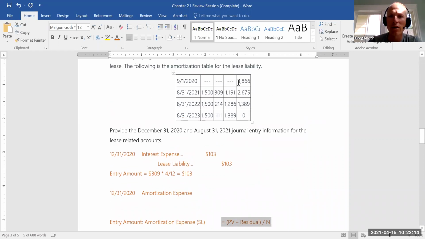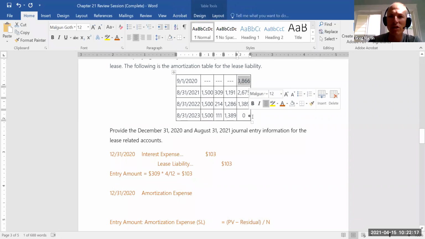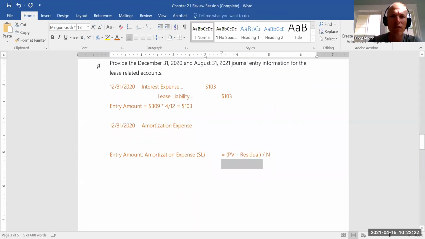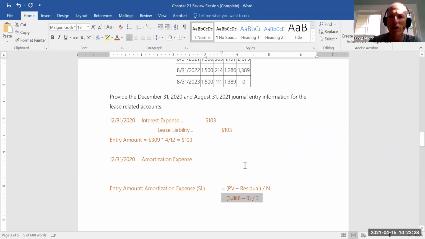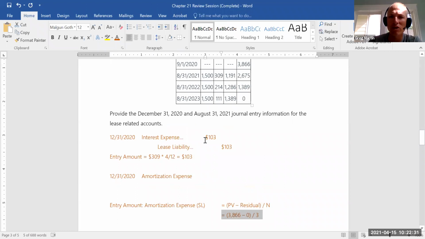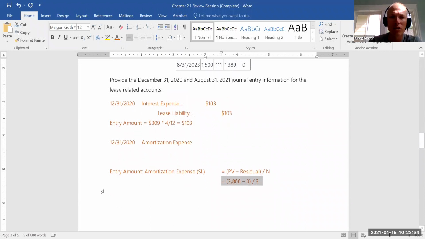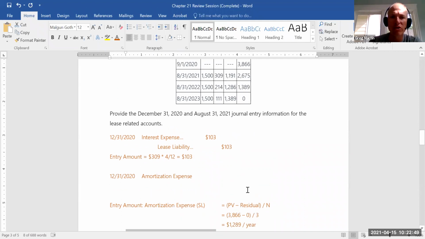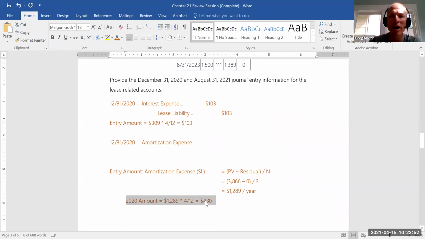Again, just to reiterate, the present value is that initial carrying value of the lease liability. The residual value is the final value in the amortization table. And so that tells us we can fill in the amounts. The present value is $3,866. The residual value, again from the table, is $0. And the n we can see is 3 years, or 3. And so that tells us that the annual amount is $1,289 per year. But of course, in the current year, in 2020, there's only 4 months, from September 1st all the way through December 31st. So there's only 4 months. And so the amount for 2020 is $430.